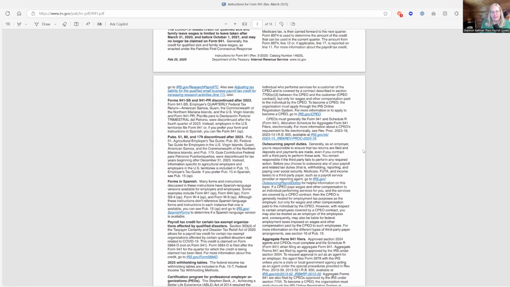If you use a PEO or a CPEO, they become solely responsible, or can become solely responsible, for ensuring the returns are filed on time, which is the federal returns, and the tax liabilities are scheduled and paid on time. And if they're not, the IRS is going to go after them and not you, because you have a CPEO contract with them. And in that contract, they take full responsibility for any unpaid taxes and any returns that need to be filed.